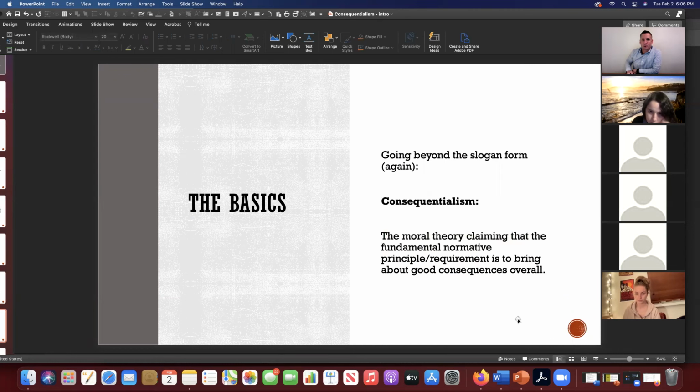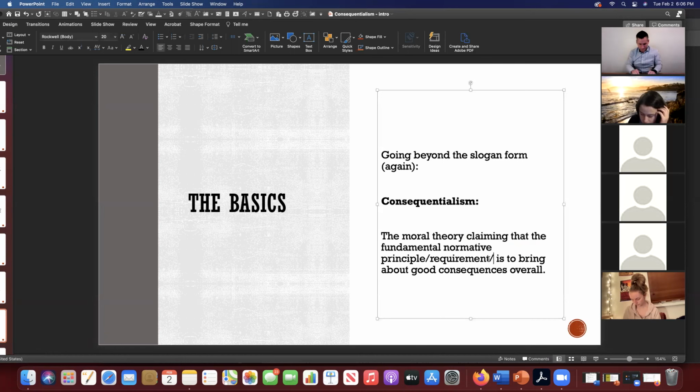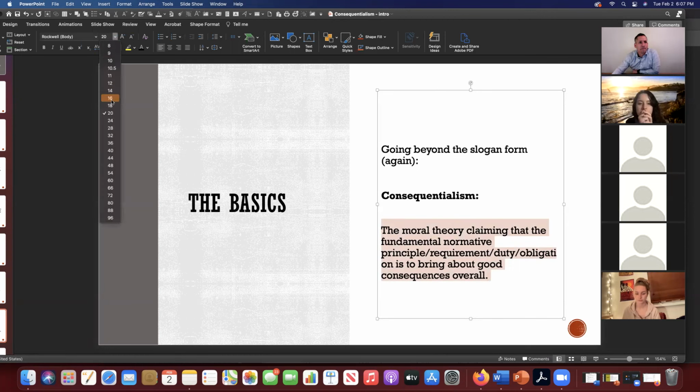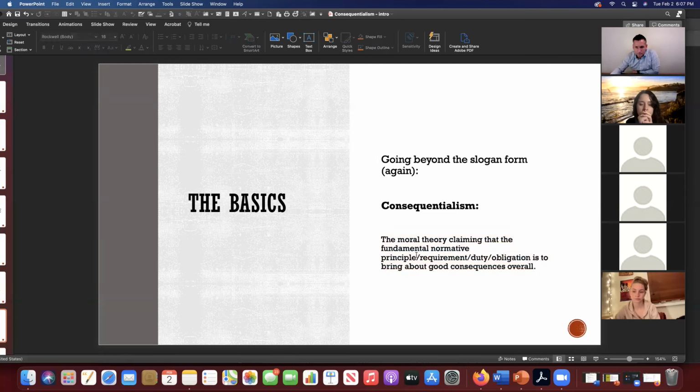So now, again, going beyond the slogan form, the moral theory claiming that the fundamental normative principle or requirement or duty or obligation is to bring about good consequences overall. These are all related to each other. Any questions or comments about any of that? About how requirement, duty, and obligation are related. They all mean roughly the same thing.